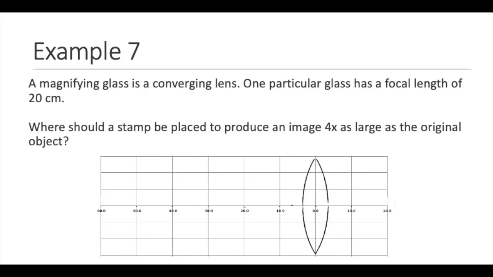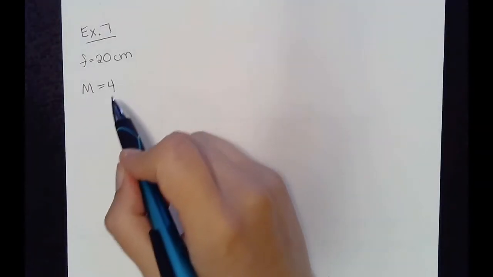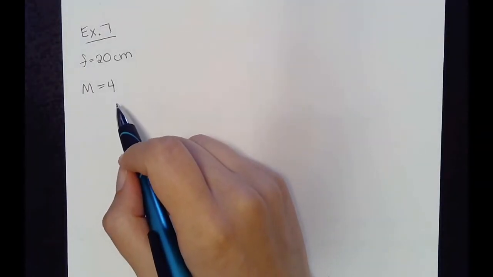Example 7, a magnifying glass is a converging lens. One particular glass has a focal length of 20 centimeters. Where should a stamp be placed to produce an image 4 times as large as the original object? Okay, so we have the focal length and the magnification of 4.